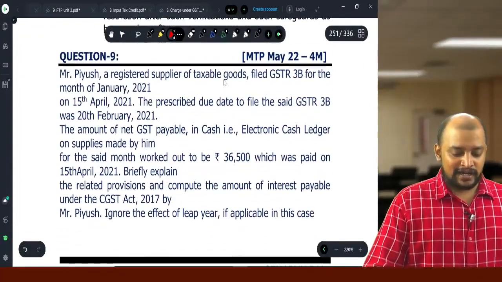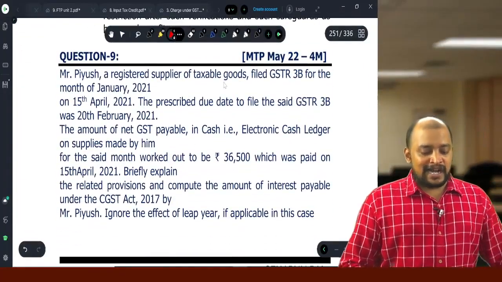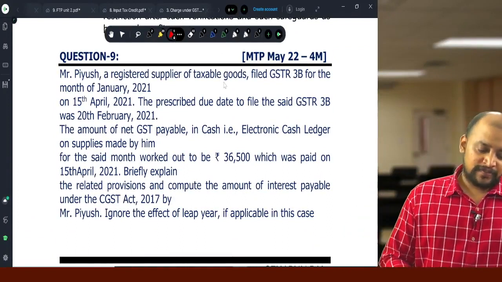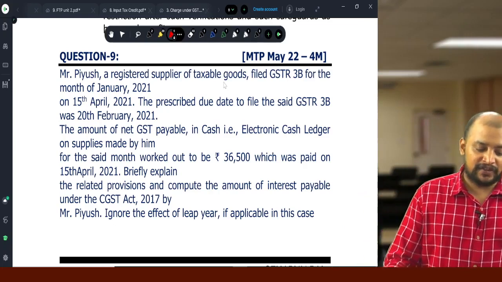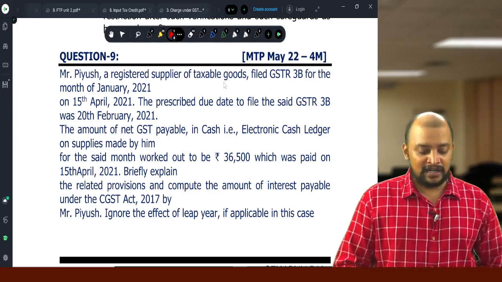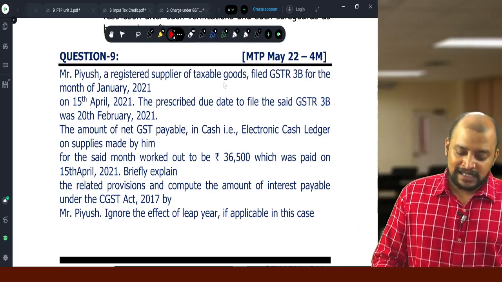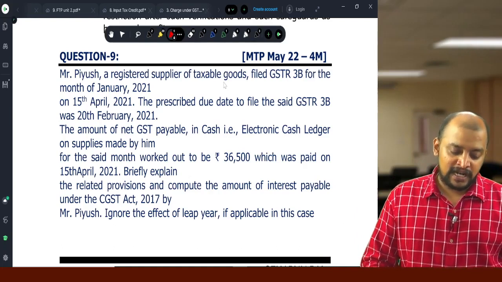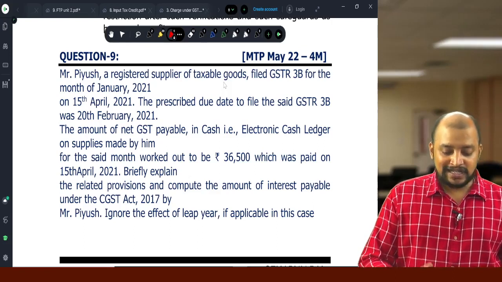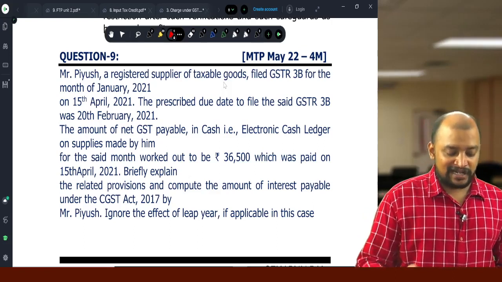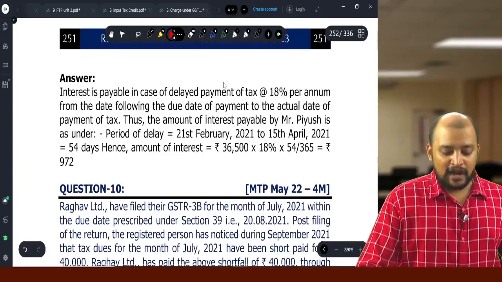Then next one, question number 9. Mr. Piyush, a registered supplier of taxable goods, filed GSTR 3B for the month of Jan on 15th April. The prescribed due date to file GSTR 3B was 20th February. The amount of net GST payable worked out to be 36,500. Actually, this is a repeated question. So we will pay on the net liability.